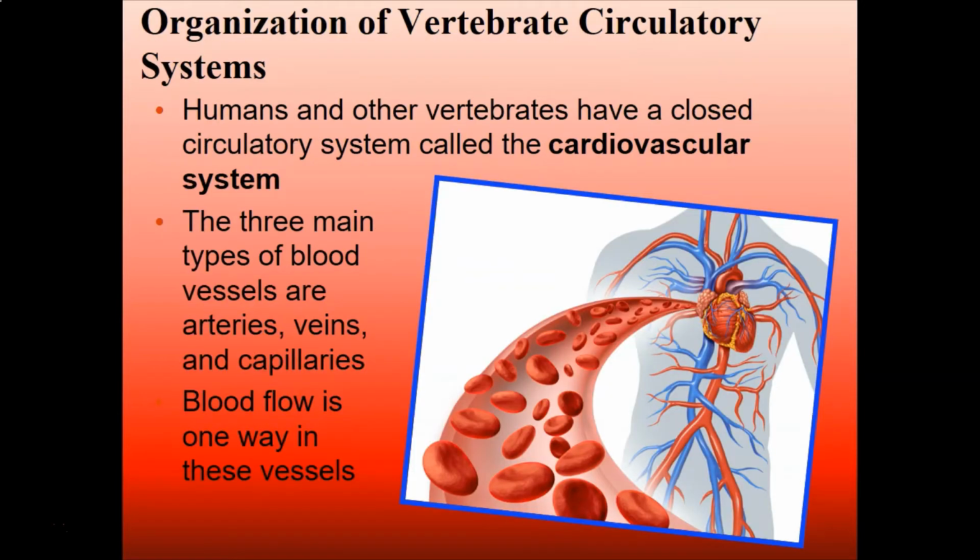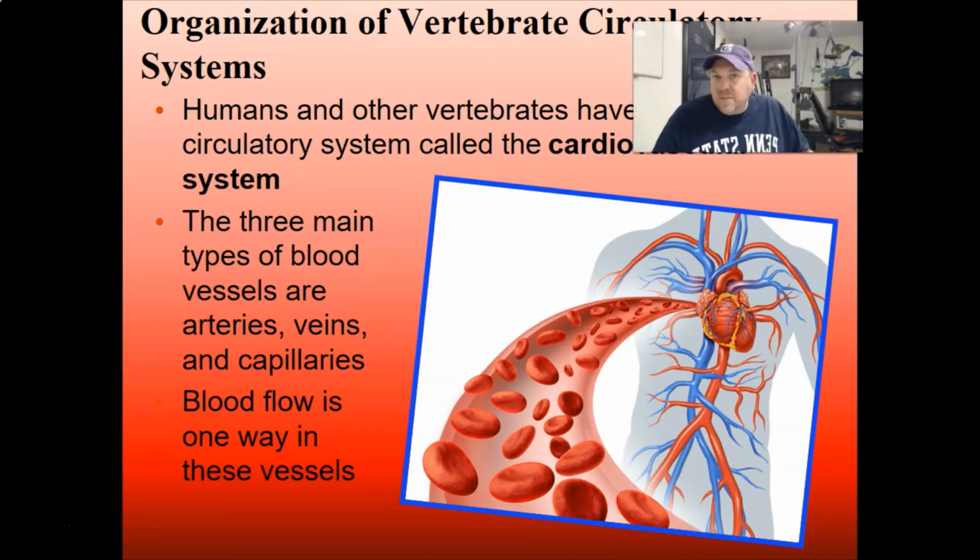So the organization of this system: humans and other vertebrates have a closed system, which is called the cardiovascular system. The three main types of blood vessels are arteries, veins, and capillaries. Blood flow is one way in these vessels, and we'll talk about later, if it's not one way, that's a problem, and there's a couple different diseases where that can happen.